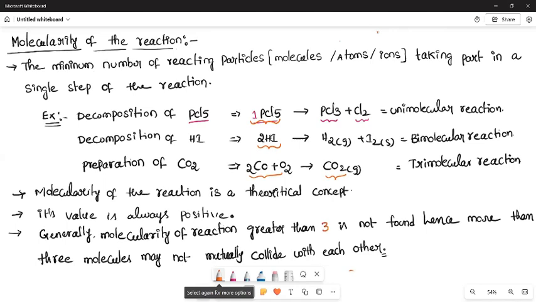And another one is, this value, the molecularity value, is always positive. Why will it always be positive?